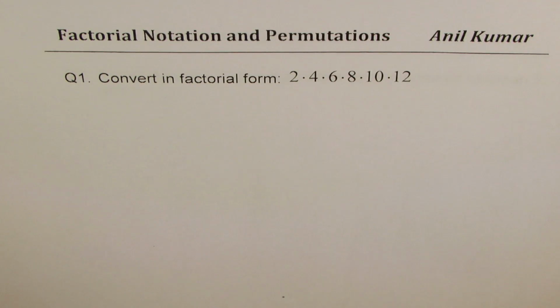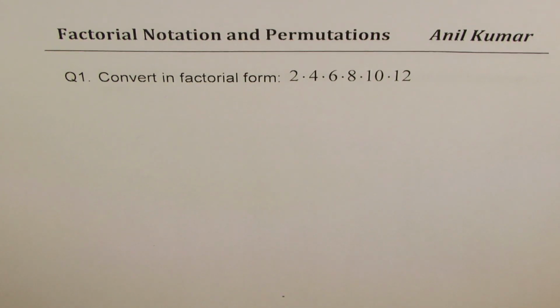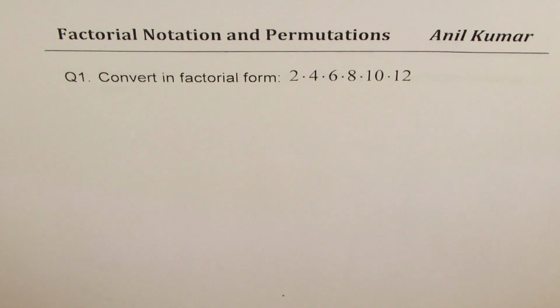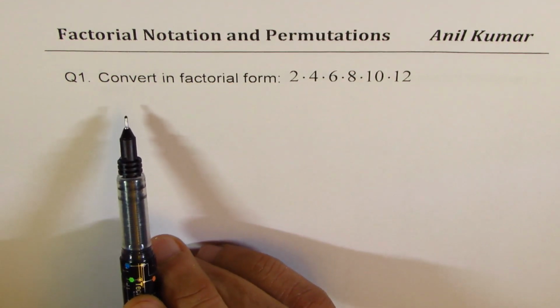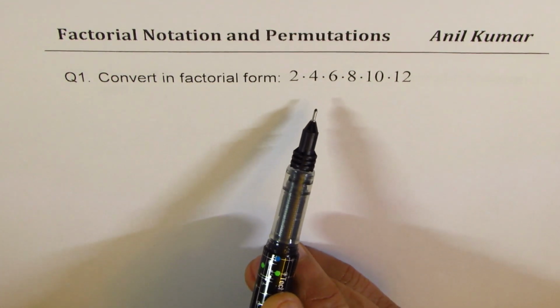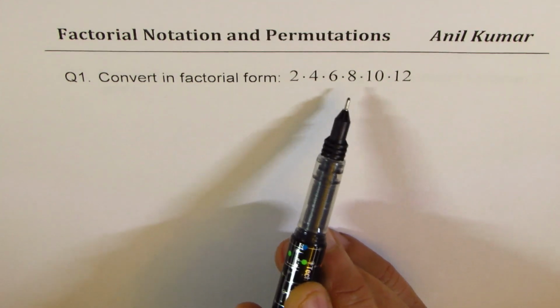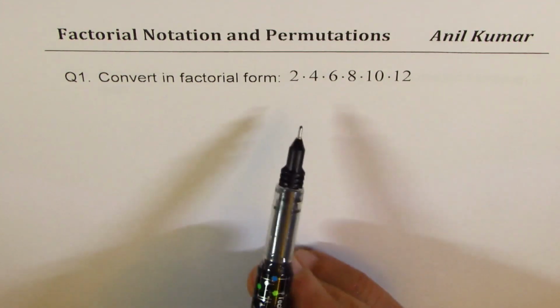Now here is our first question. It is a thinking question. We skipped it last time. I hope you have a few concepts about factorial notations. So I'd like you to pause the video and answer this question. Convert into factorial form: 2 times 4 times 6 times 8 times 10 times 12 is equal to what?